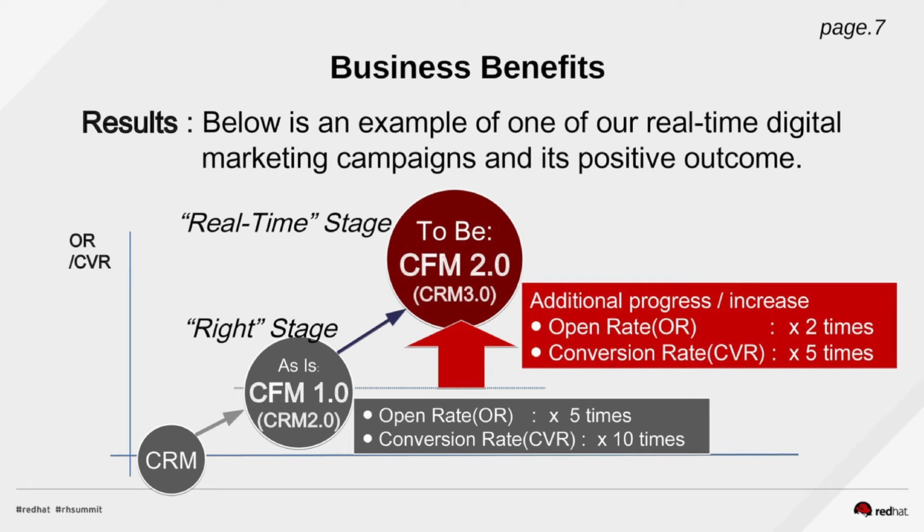Open rate is the number of confirmed messages and coupons. Conversion rate is the number of purchased items. As a result, we were able to gain about 10 times by 5, which gives 50 times the sales volume compared to the first CRM stage. This is a great impact on our client's marketing campaign performance.